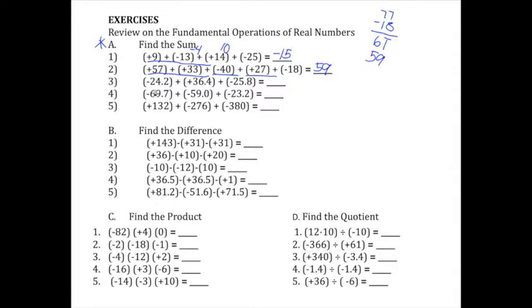For number three, we have negative 24.2 plus 36.4. So let's have it. The bigger number is 36. So we have 0.2, we have 2, and we have 1. So 12.2, let's write it down. 12.2, that's positive. And we're going to have the negative 25.8. Sorry.